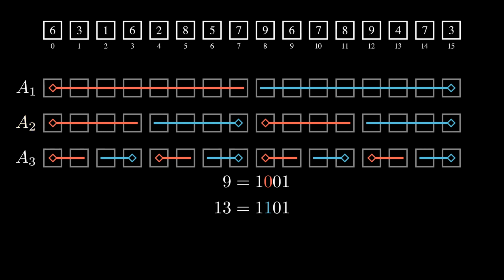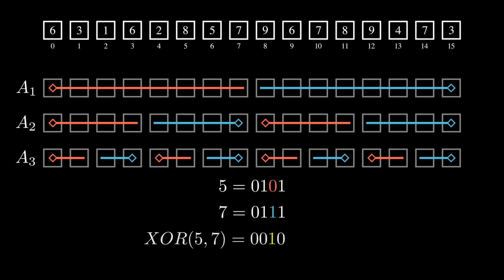For 5 and 7, the first 2 bits are the same, so we can't use A1 or A2. The third bit differs. This means that we must use A3. If we take the bitwise XOR of 5 and 7, something magical happens.